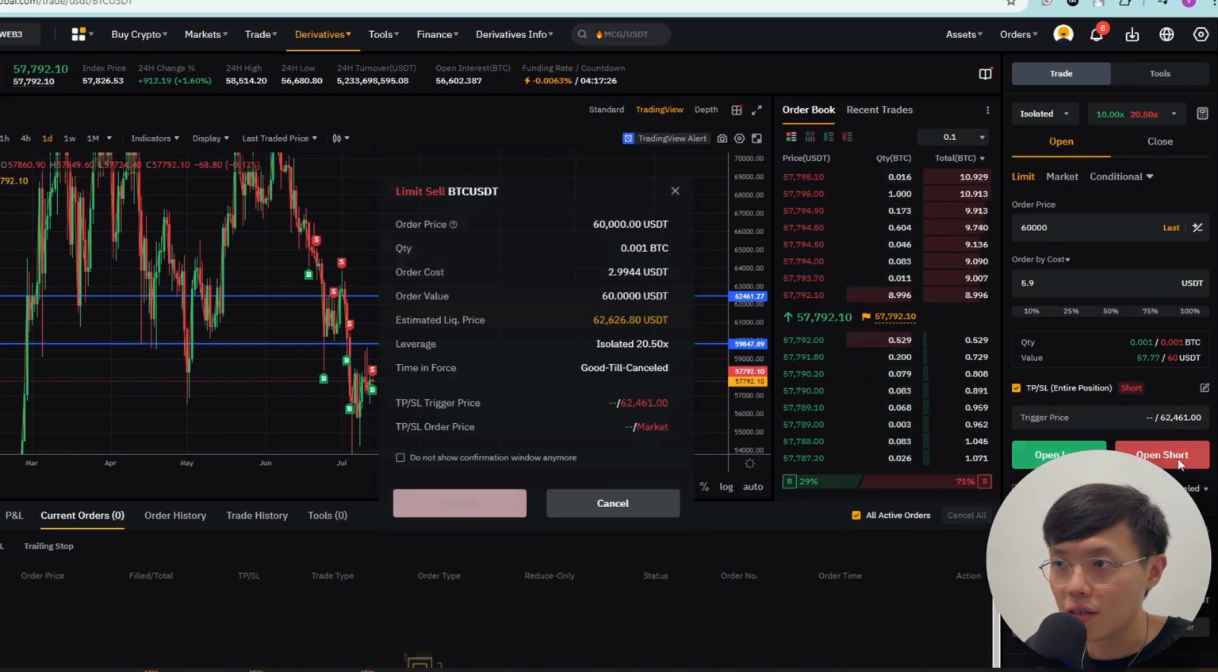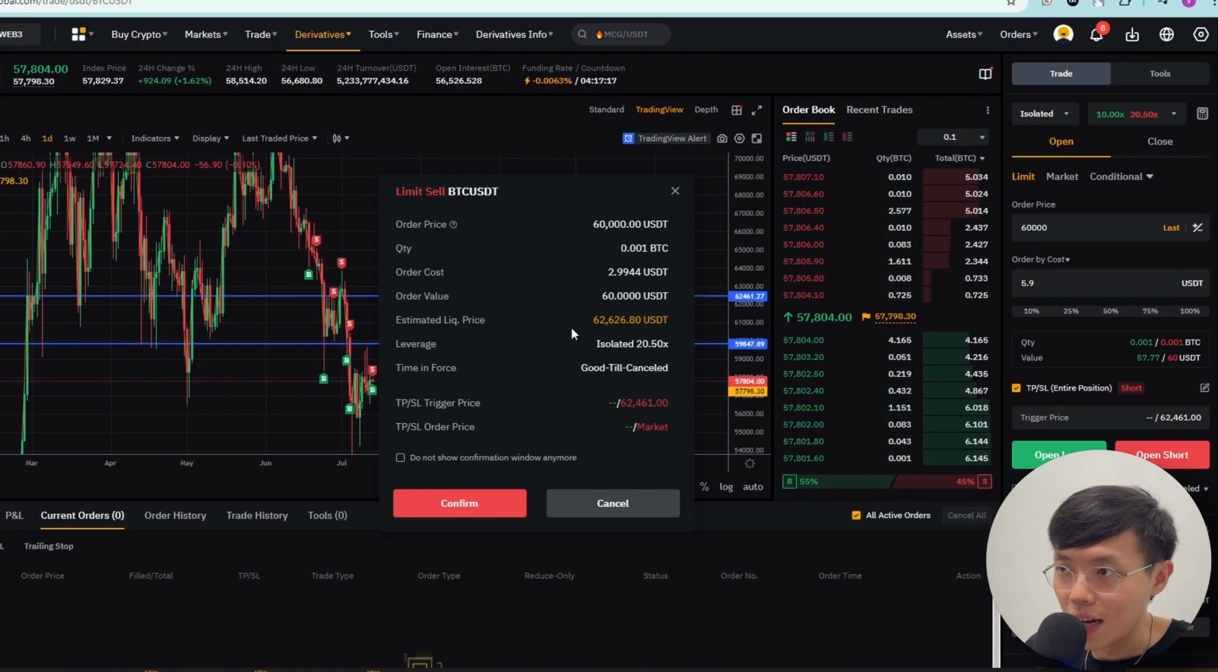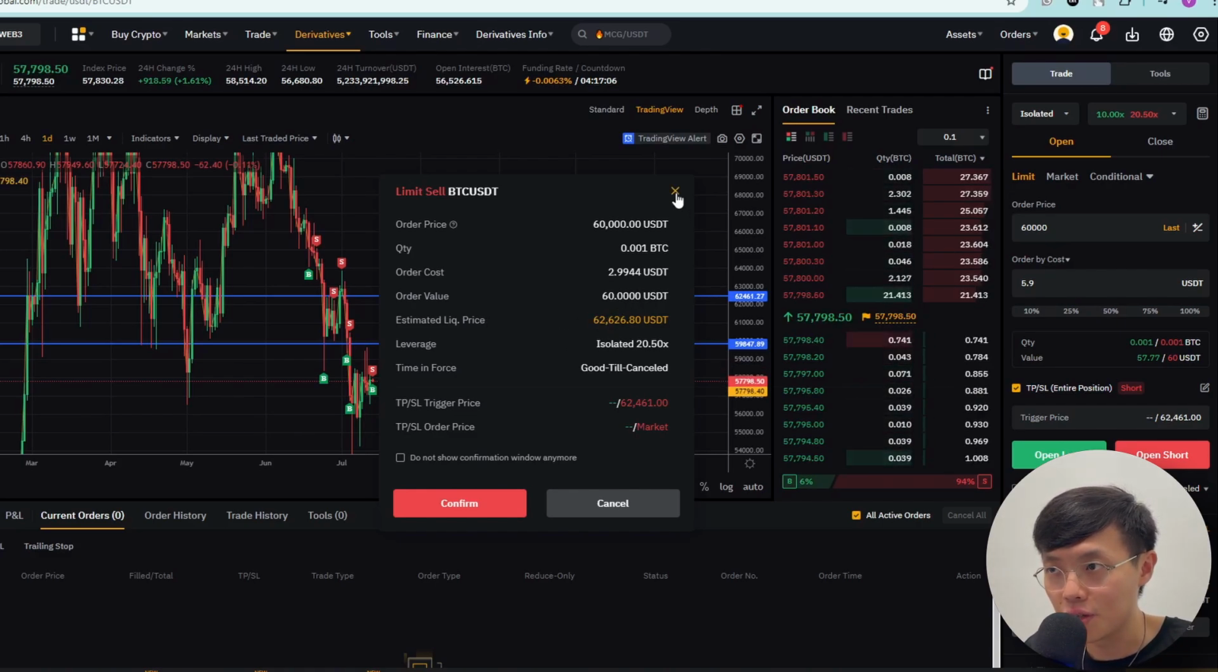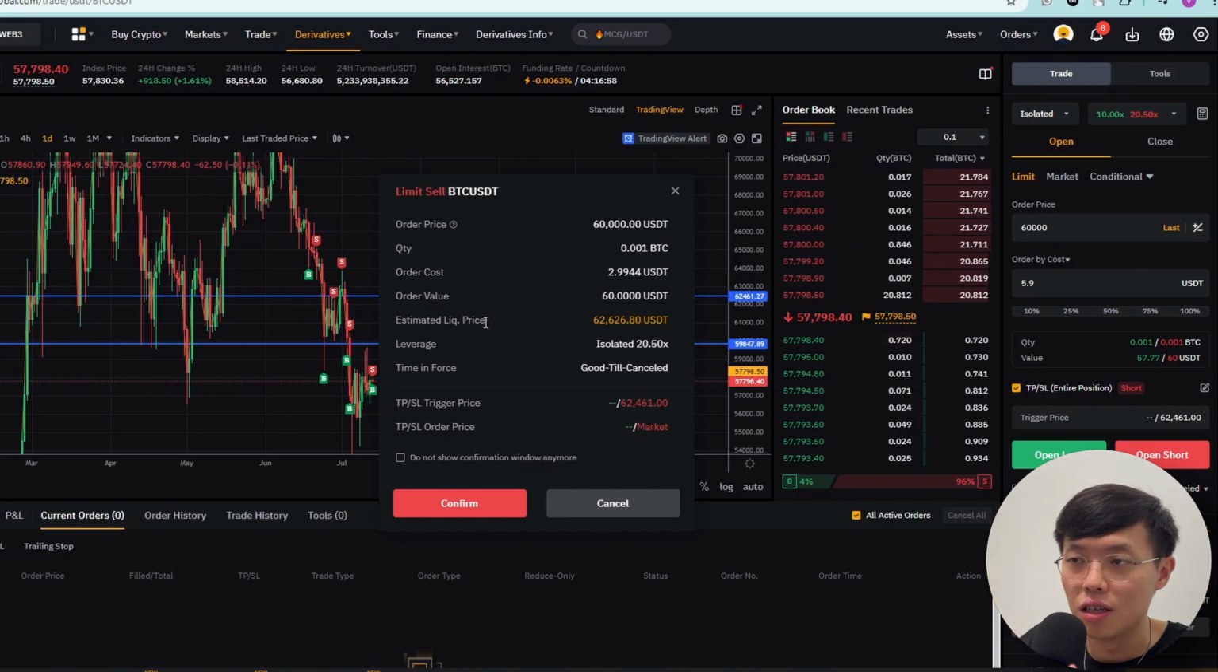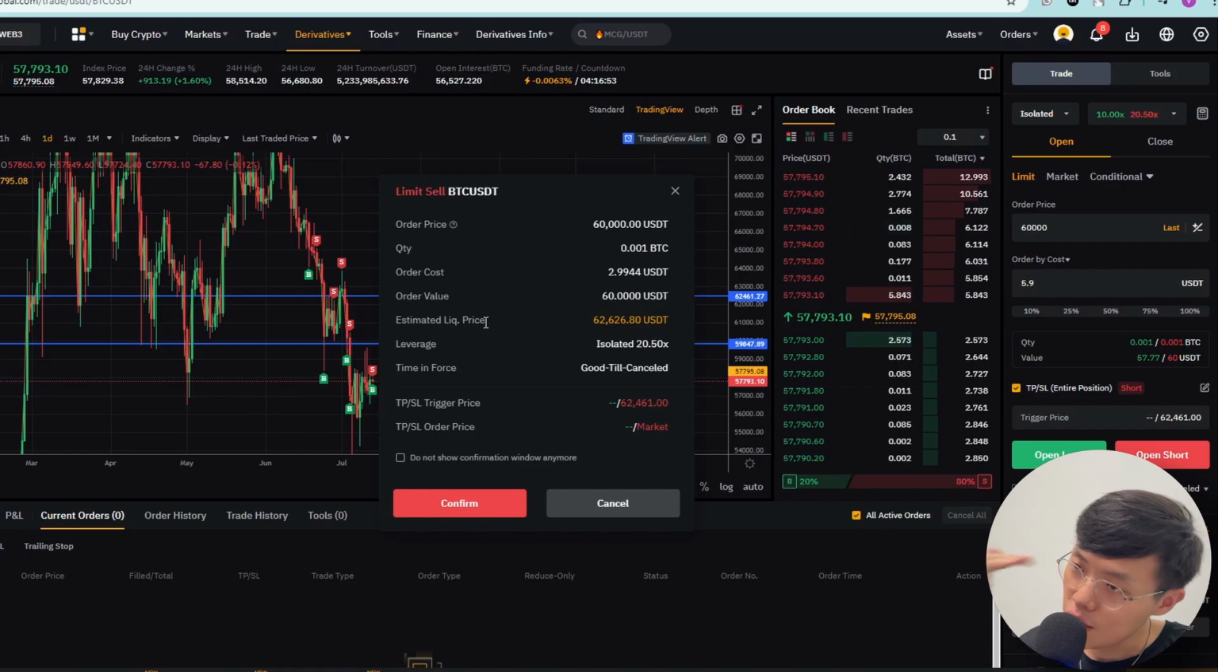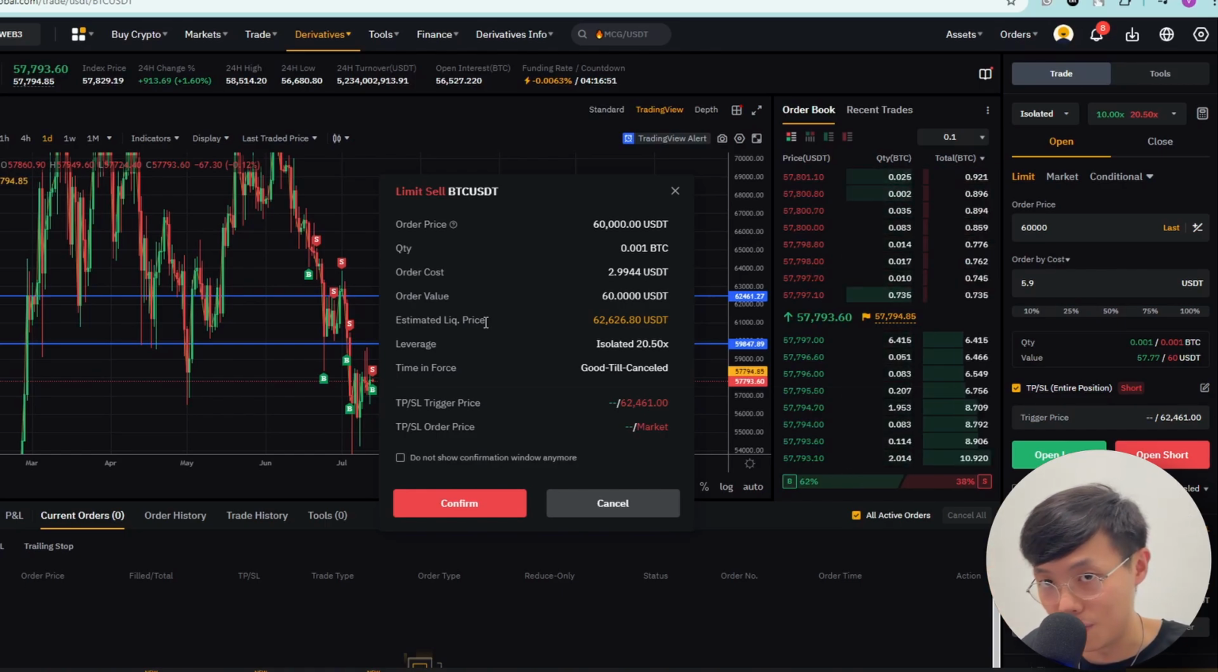Now I open short, right? Okay, let's see. For isolated trading, you need to take into account the liquidation price. Just now my stop loss is at 62.4. My liquidation is 62.6. So it won't hit my liquidation price because my stop loss is lower, and then I want to open a short. So for isolated trading, if you want a short position, your stop loss must be lower than the liquidation price. As for long, it will be vice versa, all right?